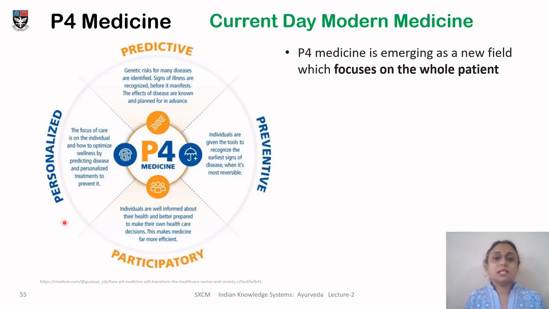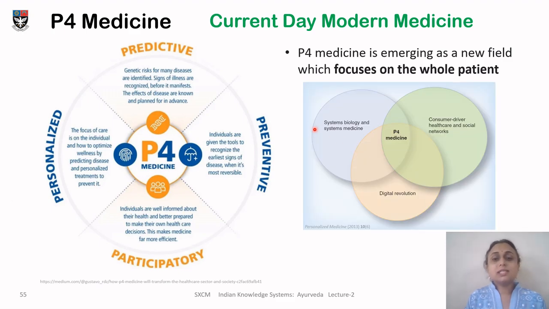Personalized dosing strategies, personalized medication, and how frequently to take that medication can be devised for each individual based on their genetic makeup. So this is what P4 medicine stands for. Essentially, it is a synthesis of the systems biology approaches that we discussed, the genomic and transcriptomic approaches, using digital technology, making use of bioinformatics and a lot of computational biology, and it is consumer-driven healthcare and social networks. So all this put together gives you the P4 medicine of current day, which is predictive, preventive, participatory, and personalized.